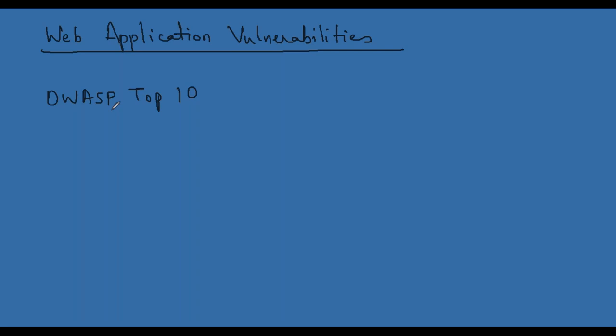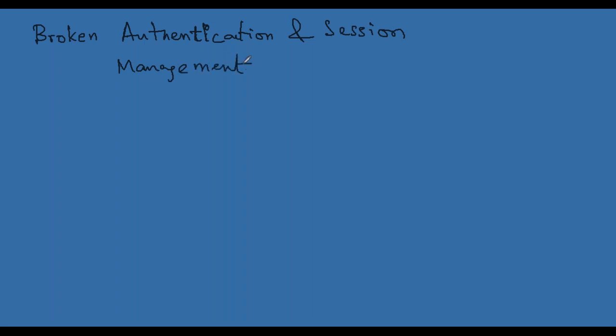So let's talk a bit about these application vulnerabilities. First being broken authentication and session management. Authentication is the process of verifying the identity of an individual. Be it any application you consider, authentication is a critical aspect. And this is what is sometimes exploited by the attackers.